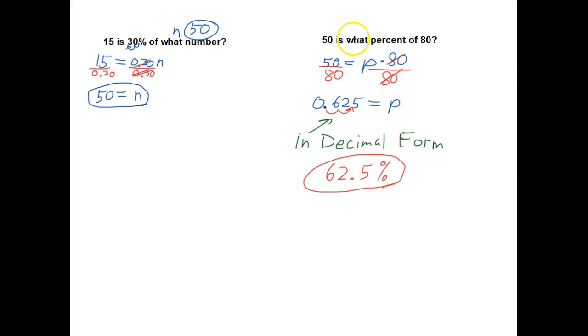So I can finish this equation and say 50 is 62.5% of 80. Or another way to read that is 50 is some portion of 80. It's not 100%. It's not a low 20% or something. It's a little bit above 50%. 50 equals 62.5% of 80. So some portion of 80. All right, I hope that helps.